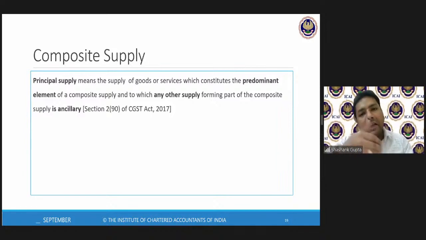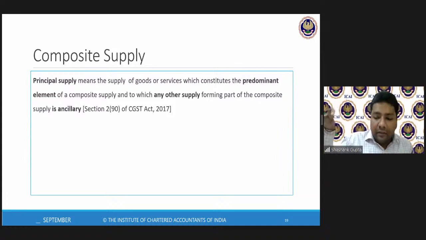So these are certain examples of composite supply, and this will also help you understand that in a television, the warranty is ancillary, but the predominant element is the television. In a laptop, the predominant element is the laptop; the charger and the warranty are ancillary. In the case of a pen, the pen is the predominant element. The refill is ancillary. In the case of a calculator or a remote, the calculator is principal, the remote is principal, but the batteries are ancillary.